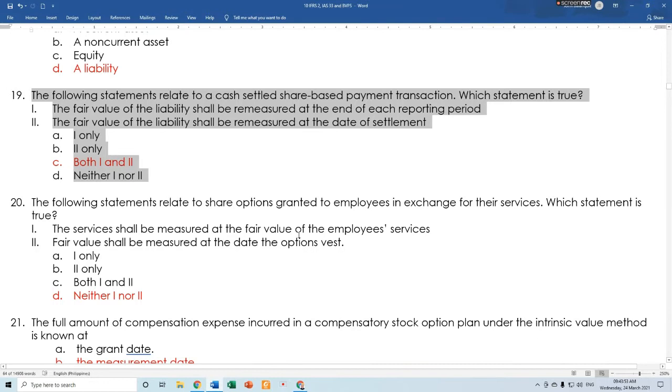19. The following statements relate to a cash-settled share-based payment transaction, which is true. Okay? So, the fair value of the liability shall be measured at the end of each reporting period. Second statement, the fair value of the liability shall be measured at the date of settlement. So, parehas lang naman. Parehas namang tama yan, letter C. Basta, di ba, always remeasure lang ng remeasure hanggang masettle mo na.